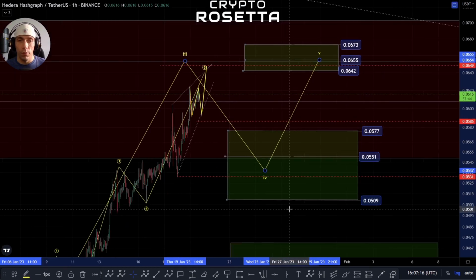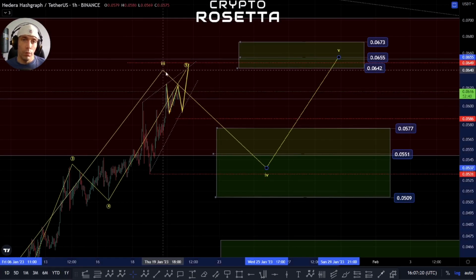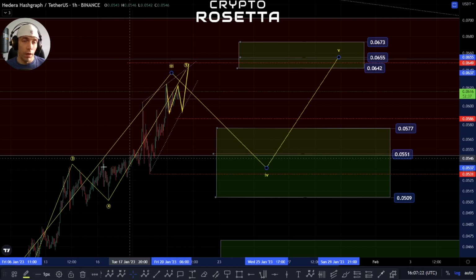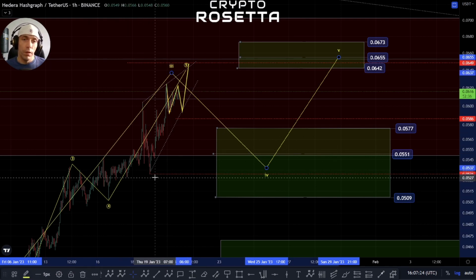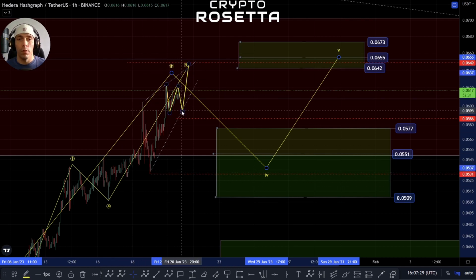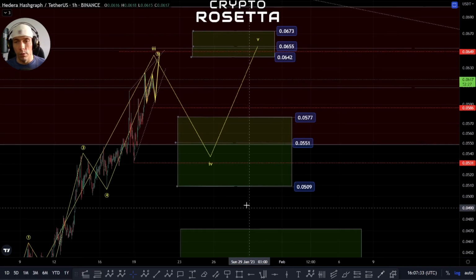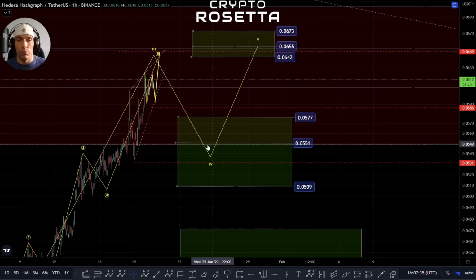So we're looking at this pretty much in the same way, except that we are still within this third wave in this case. So what we'd be looking for is the completion of this diagonal here, where this is a 1, 2, 3. Look for this 4, 5 to the upside, and then we'd be looking to see if we drop down and find support into this green box area.